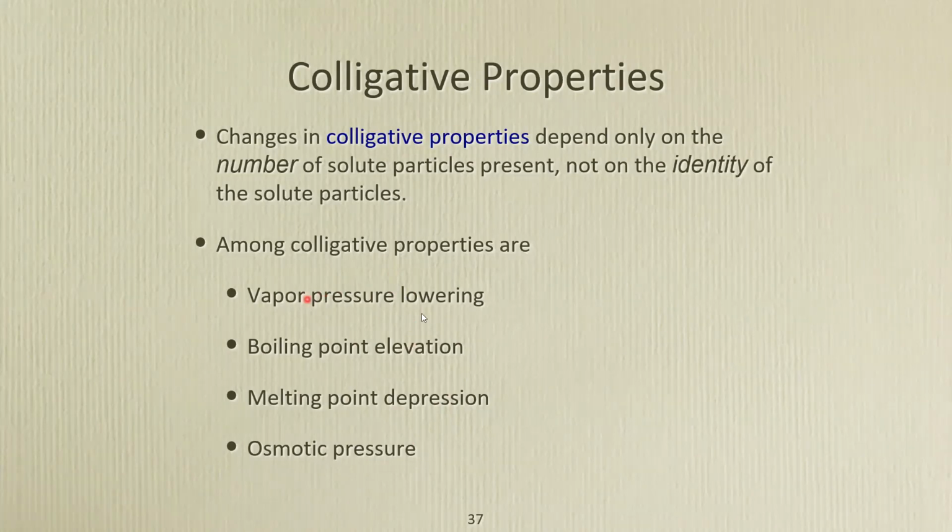So the vapor pressure of a solution is going to decrease relative to the pure solvent. The boiling point is going to increase. The melting point will decrease, and actually this is typically called freezing point depression. And then we'll see what osmotic pressure is as well.